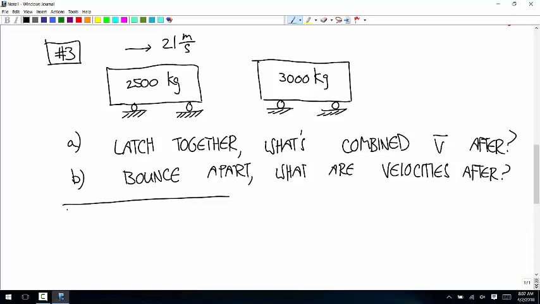Okay, so first of all, how much energy is this? This is unrelated to the questions, kind of. How much energy does that train car have before the collision?